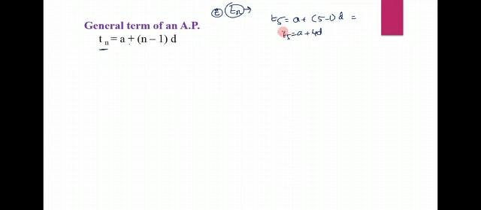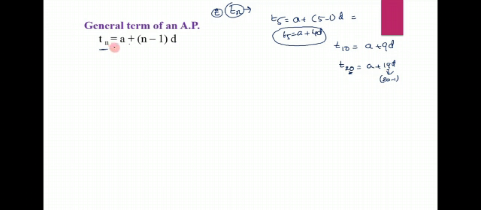Fifth term, how did we get it? A plus 4d. Similarly, if you want to take the 10th term, then the formula is a plus 9d. If you want to take the 20th term, then a plus 19d. Here we need to take 20 minus 1. In the same manner, whatever n will be, we have to take its predecessor.